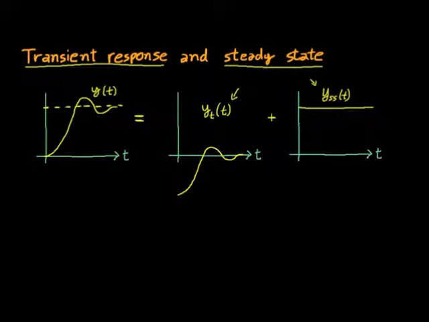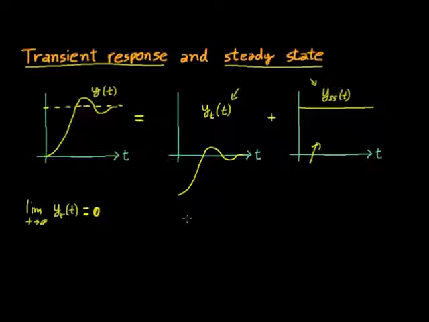The transient response has the property that when t goes to infinity, it tends to 0. It decays. The limit of that part of the output when t goes to infinity is 0. So as time goes by, it tends to vanish. The steady state is simply what is left, what remains when the time tends to infinity.